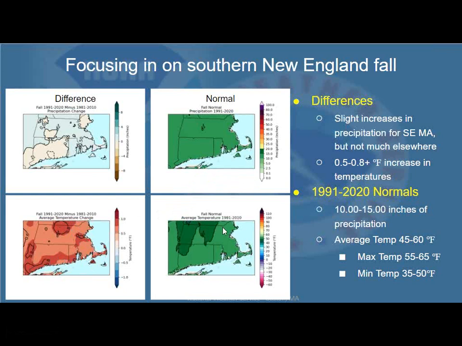But again, when you're looking at the loop, you can see that those warmer temperatures are pushing the colder temperatures further north, showing that there's been a warming trend.